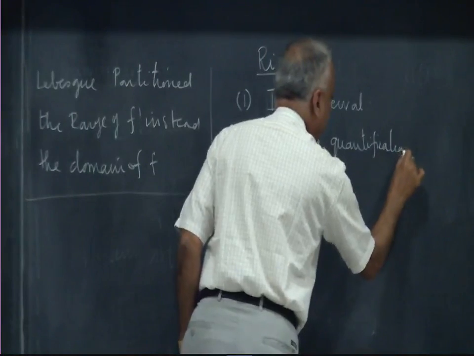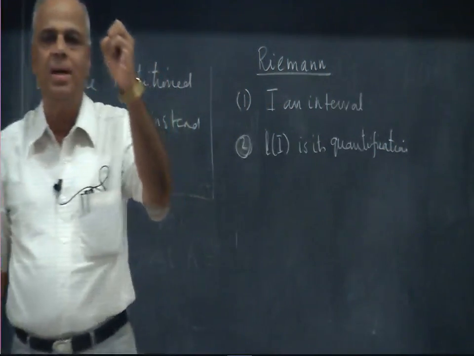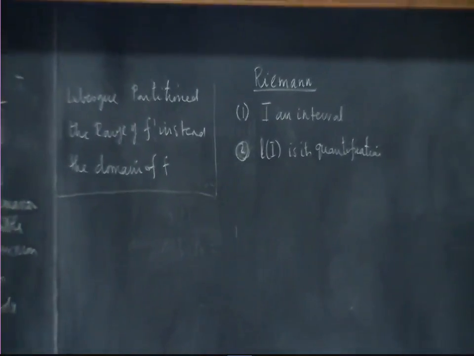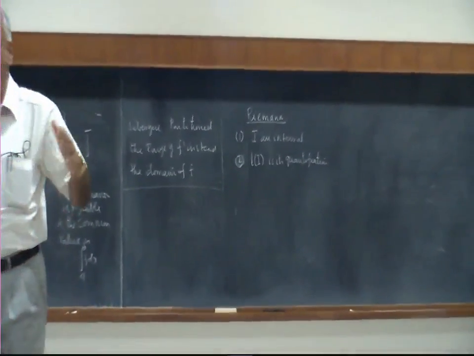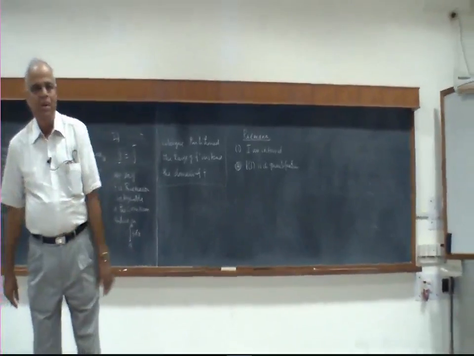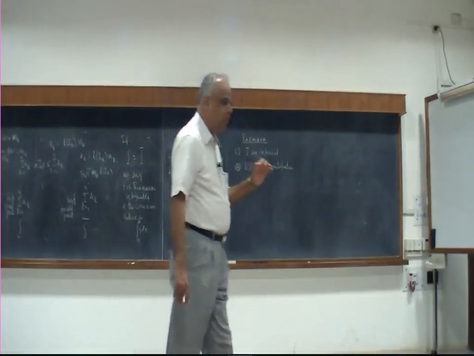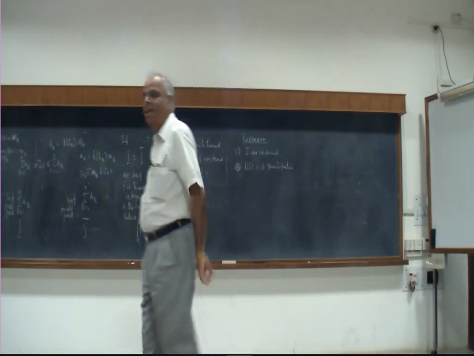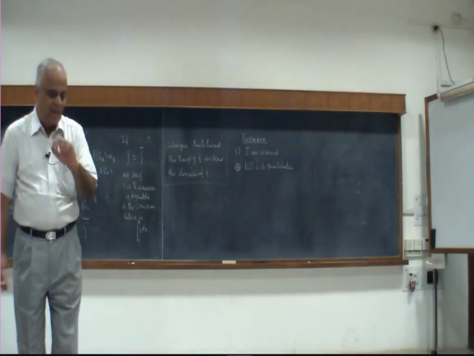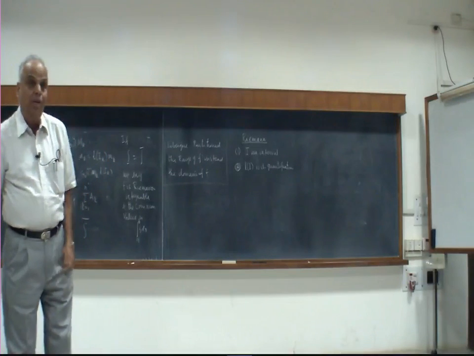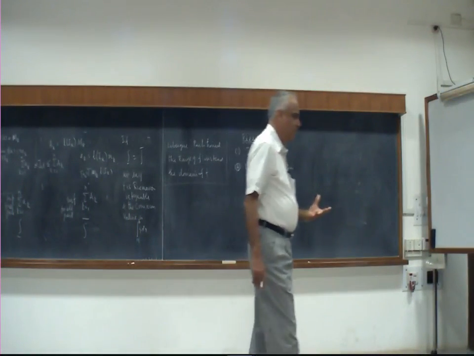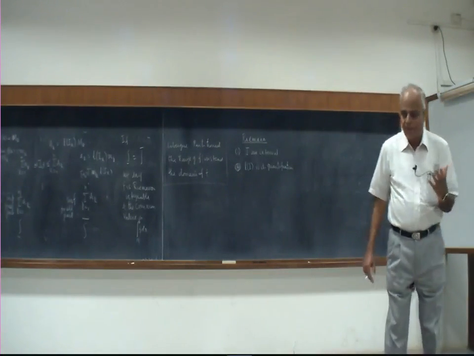See, the interval is a collection of points. I have to assign some quantification for that. That is the length. Somebody may call it one inch, somebody may measure it in meters, somebody may measure it in feet. So a number is assigned to it. For every interval, a number is assigned called the length of the interval, and that is a quantification. That is why it is called measure.